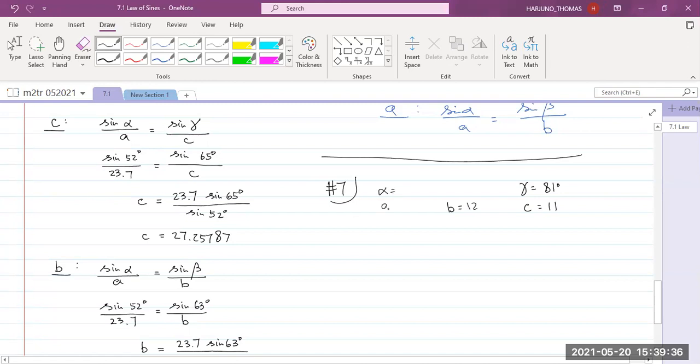Now solve this triangle. Of course, the only thing I can do at this point first is to find angle B, right? That's the first thing I will do. Once I get B, then I will find angle alpha. And then from there, I find side A. Is it right? That's the only way I can do. So that's the plan so far.